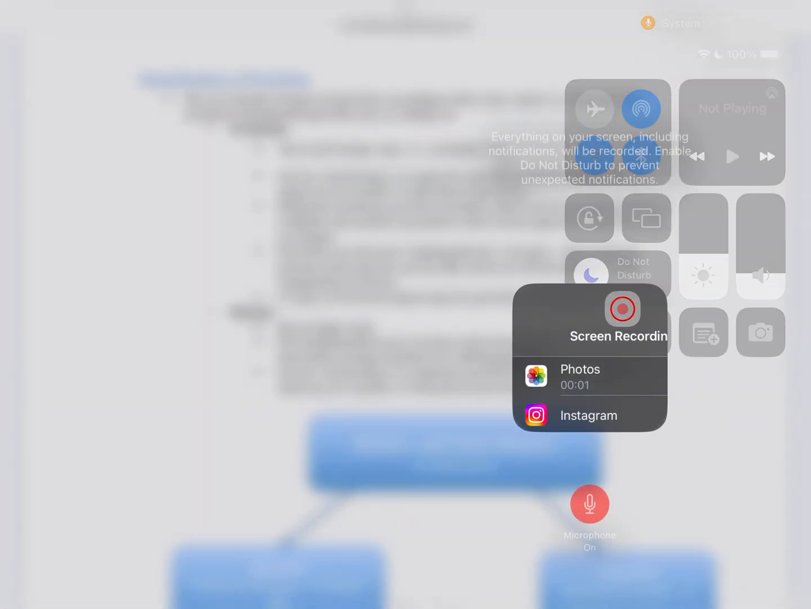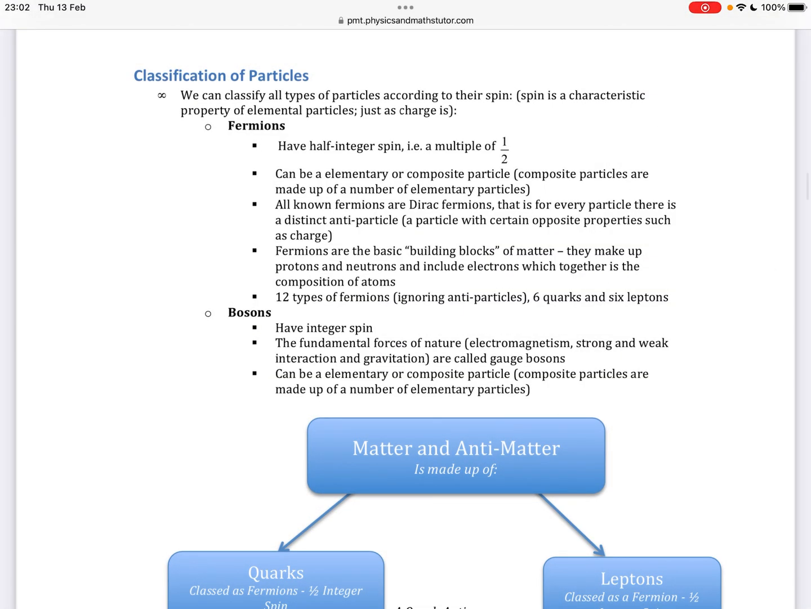Okay, so let's make sure the microphone is open. It is open. Let's get started with the classification of particles.